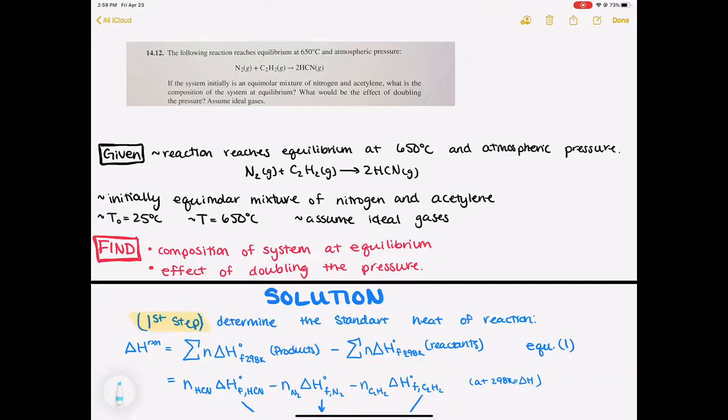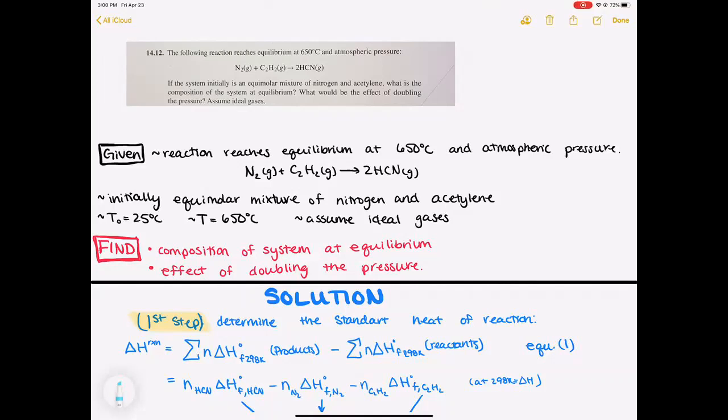So today we're going to be going over problem 14.12 out of Introduction to Chemical Engineering Thermodynamics. The chemical reaction we have right here is N2 plus C2H2 goes to HCN, all in gas phases. Initially, it's an equimolar mixture of N2 and C2H2. Equilibrium is reached at 650 degrees Celsius and atmospheric pressure.